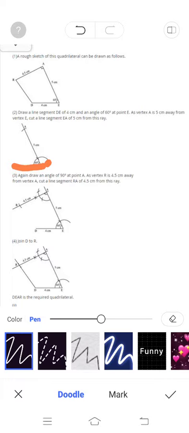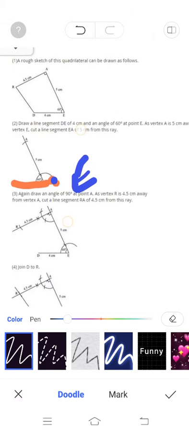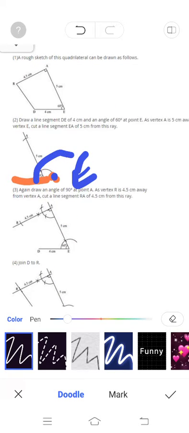So with this vertex, now how will you draw 60 degrees? With E as center and any radius, you have to cut an arc. Then with this intersecting point as center, with the same radius, you have to cut an arc. See that green color, with this intersecting point and the same radius you cut an arc. That intersecting point you have to join, that will give you an angle of 60 degrees.